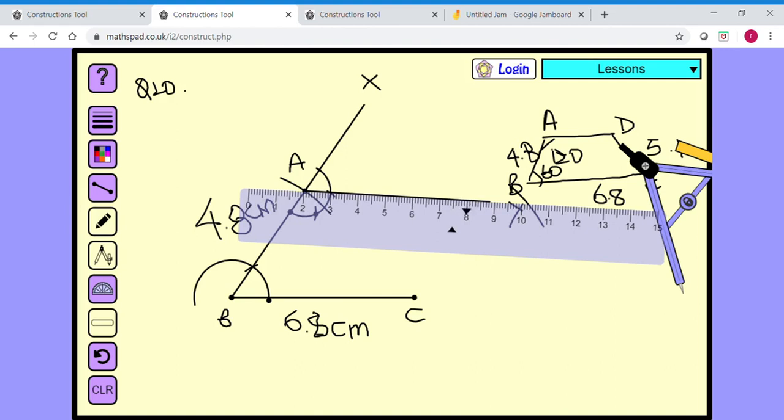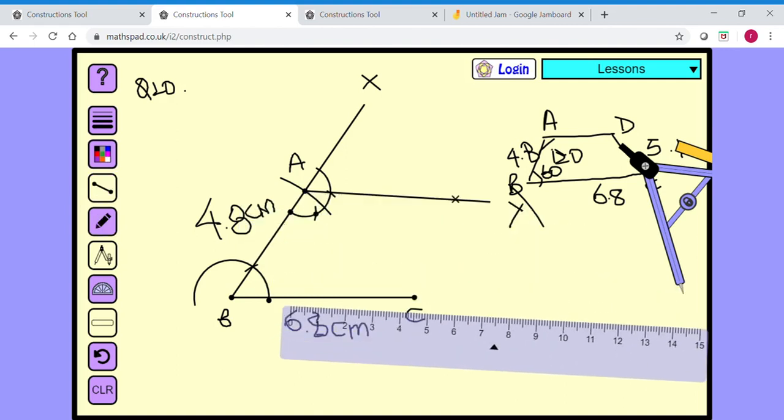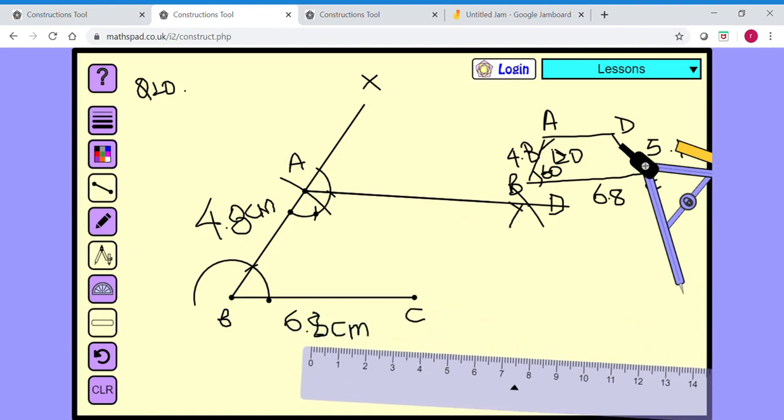Yes, now that I've got a line, this is my point D, and I join C and D. Perfect. So this is my trapezium. This side and this side are parallel, and this is 5.4 centimeters. Perfect. Let's look at the next question.